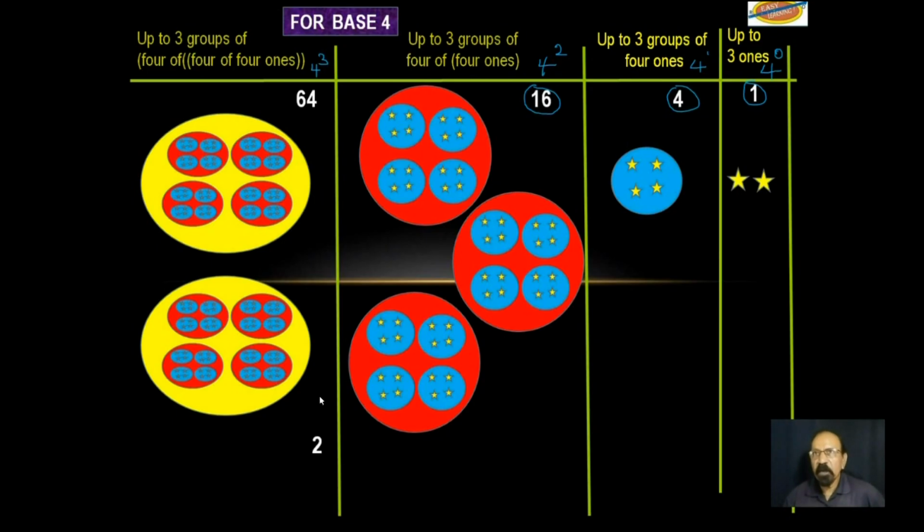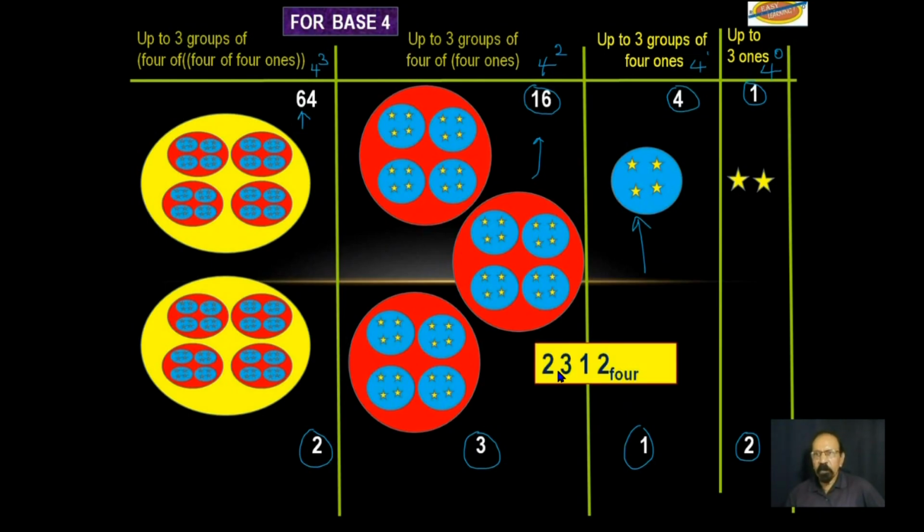The number of stars we have here in base 4 is 2 of 64, and we have 3 groups of 16. We have 1 group of 4, and we have 2 single stars. If we were to write that, we will write it like this: 2, 3, 1, 2, base 4. And that is exactly how we would say it. We will not say 2,312 in base 4, because that 2 is not 1,000, and that 3 is not 100. So you would say 2, 3, 1, 2, base 4.